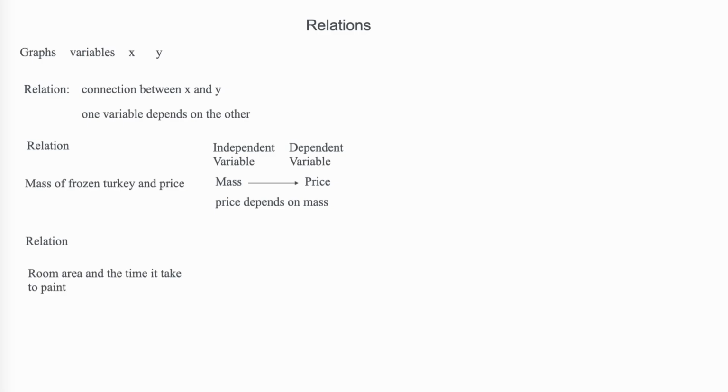Another relation, the area of a room and the time it takes to paint the room. The time it takes to paint the room depends on the area of the room. If you suddenly take less time painting, it doesn't mean that the area shrunk. The independent variable is the area of the room, and the dependent variable is the time it takes to paint. Painting time depends on the area.